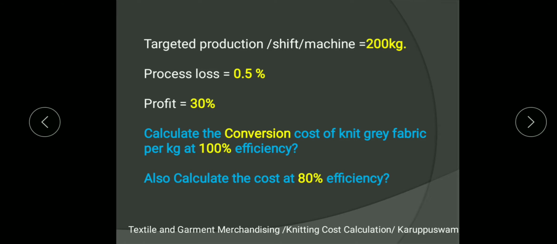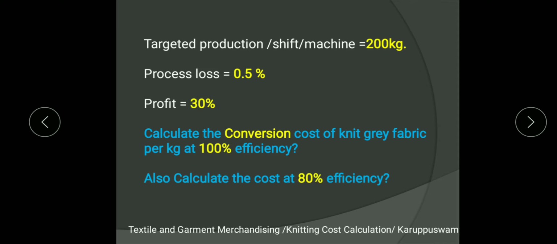So here you don't need to worry about process loss. Why? Because you are receiving raw material, and you are just converting that raw material into finished goods. Generally that ABC company needs to include this process loss, and then your profit will be around 30%.